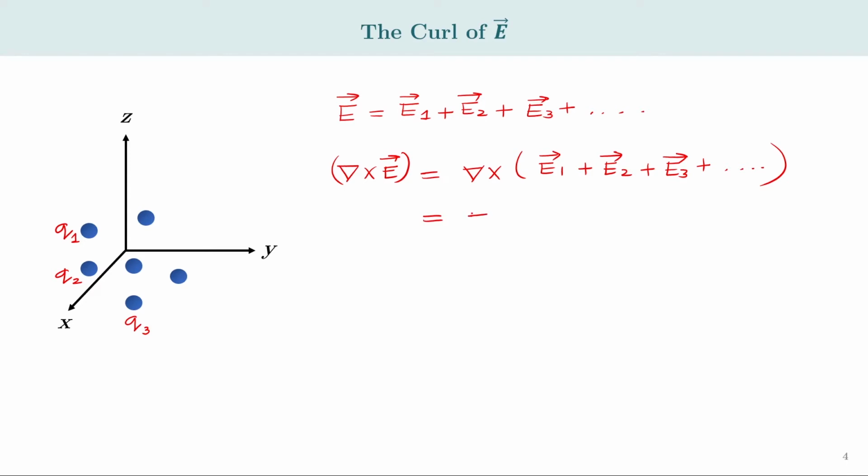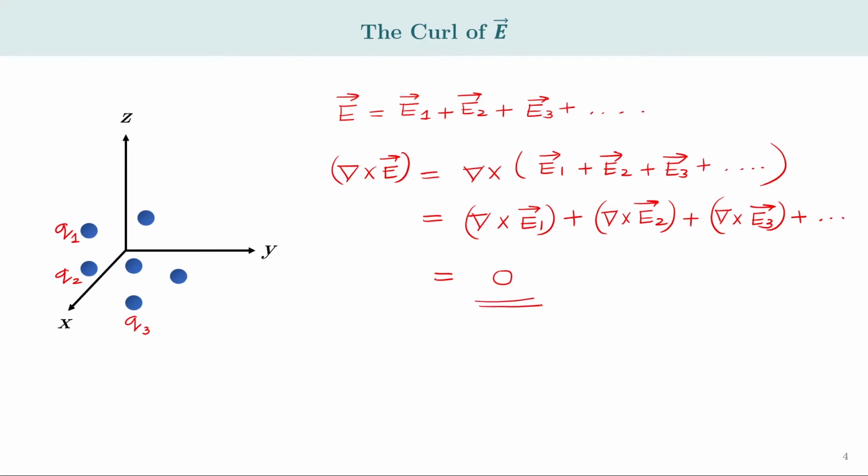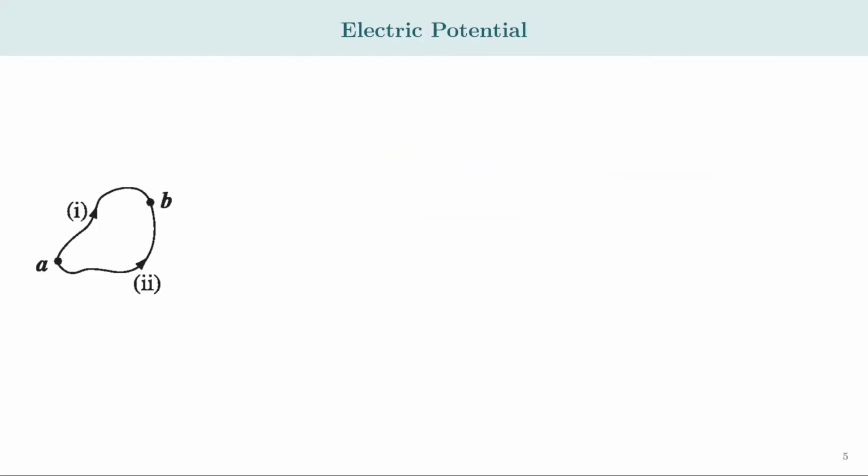When we expand, this will be del cross E1 plus del cross E2 plus del cross E3 plus etc. And this will be equal to 0. We are now in a position to discuss about the electric potential. Let us consider the line integral of E from point A to B.